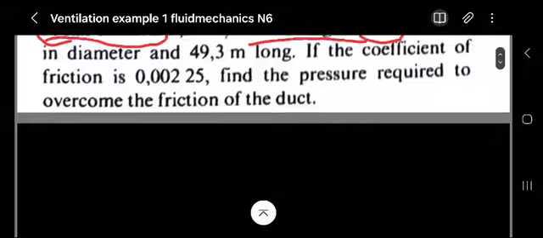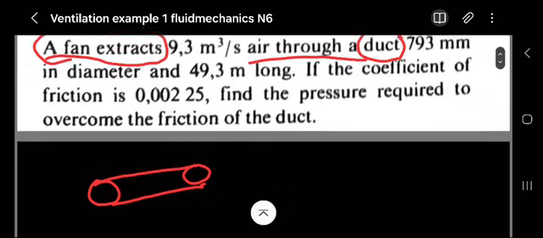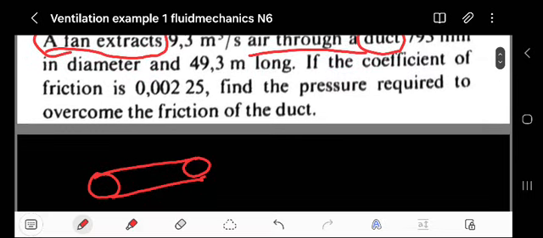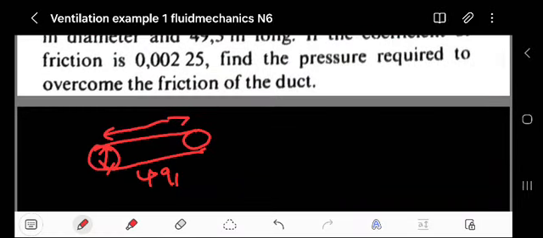That means the duct is a circle. This is our duct. Must be very careful there. This duct has a diameter, and it has a length as you have been given. What is the length there? It's 49.3 meter, which is simply the length.